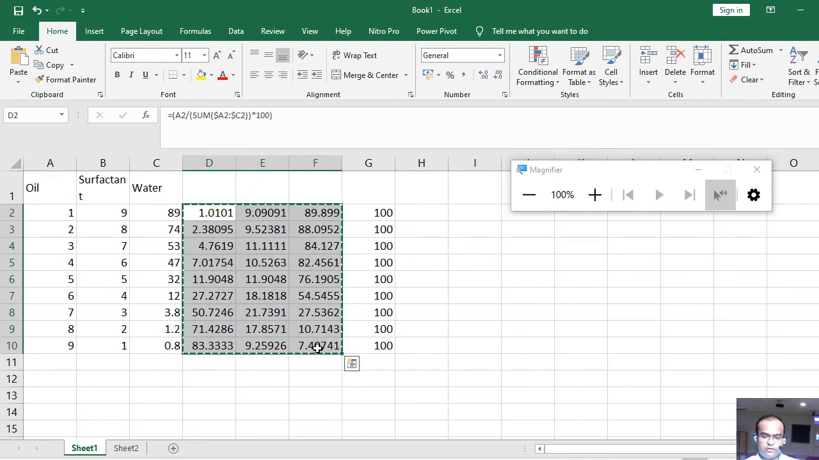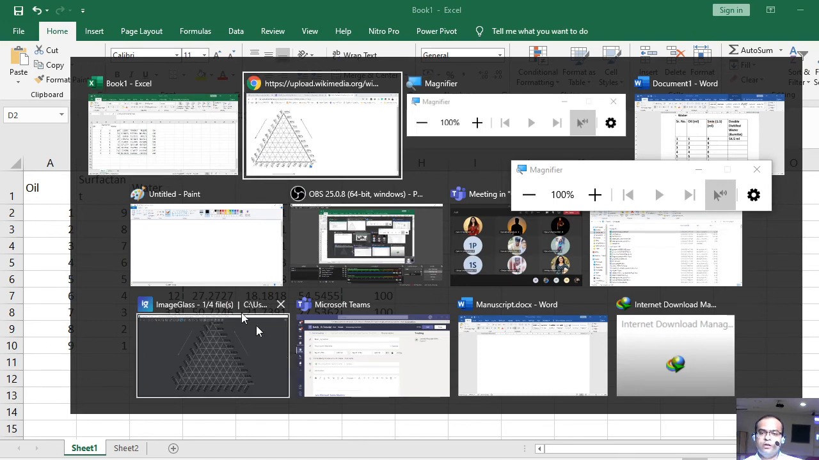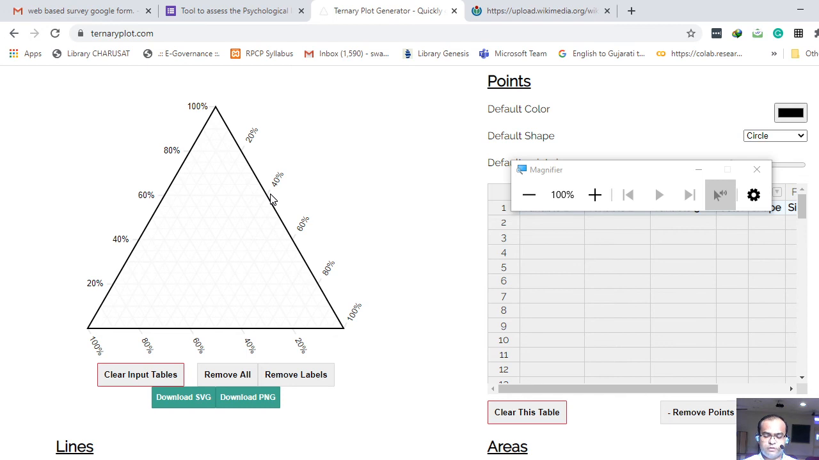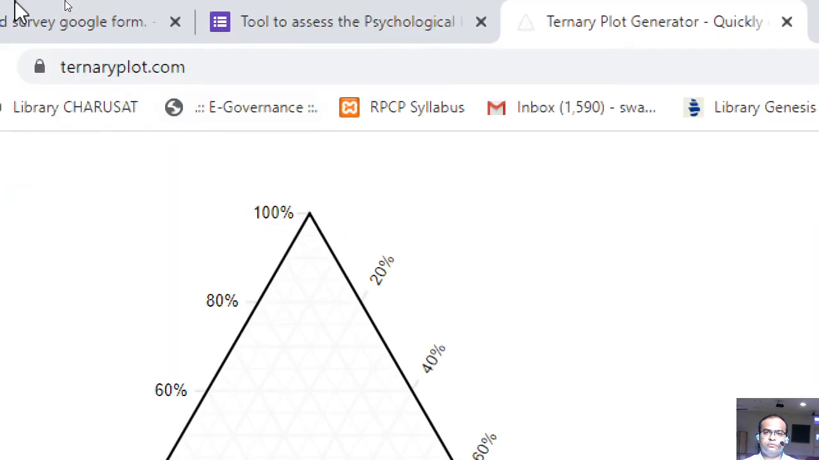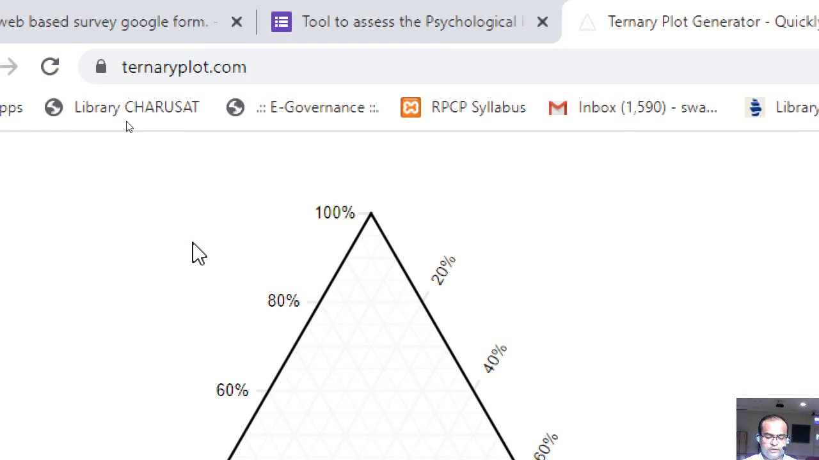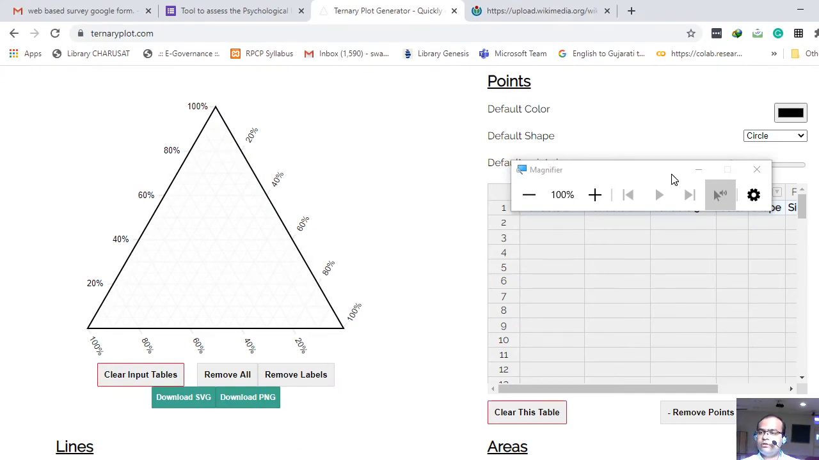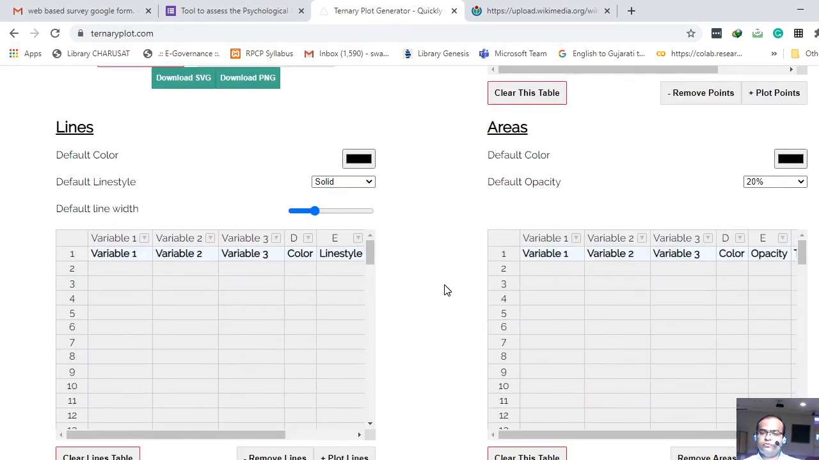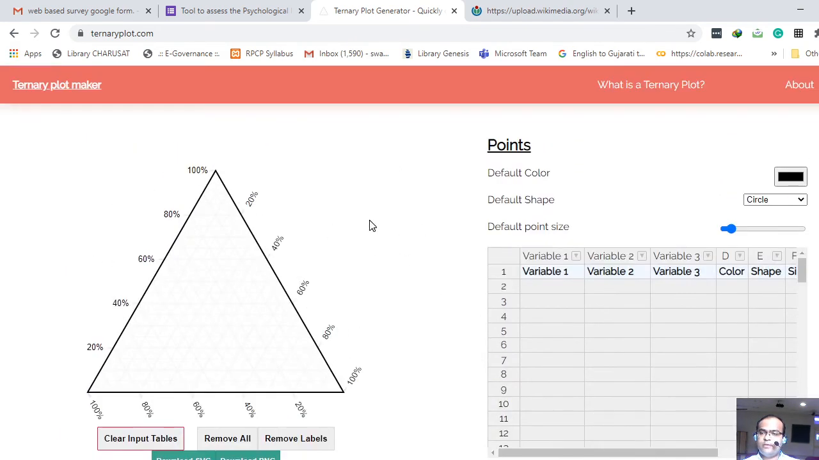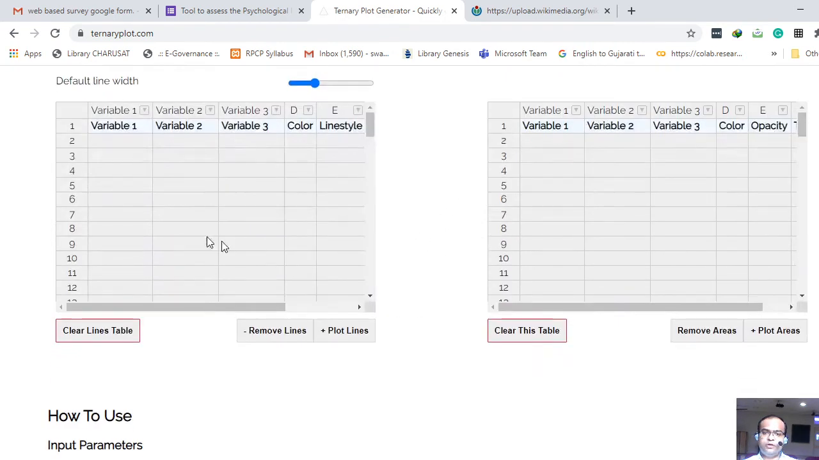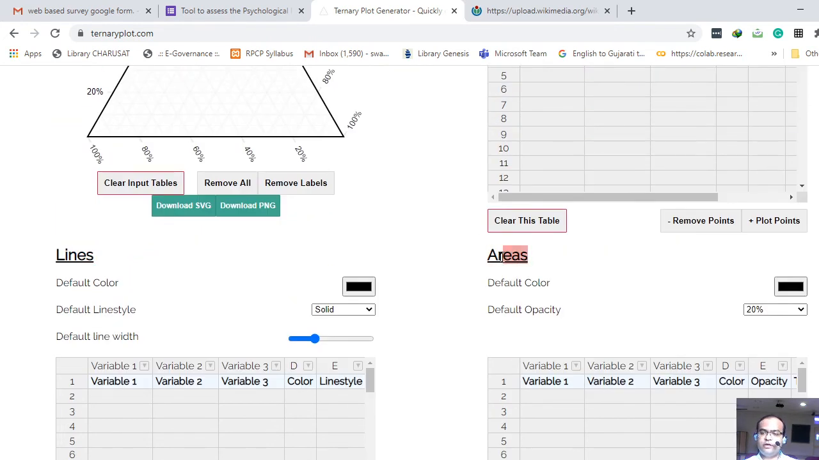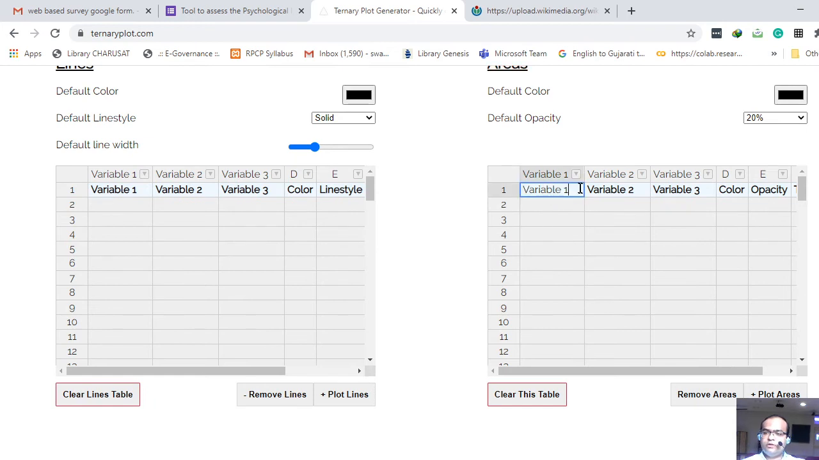Now what I can do is use one tool which is available online, called ternaryplot.com. You may simply search for ternary plot. It is a freely available tool on which you can plot your ternary phase diagram, and this tool allows you to prepare your ternary phase diagram in 3 different ways. You may just place your points, you may place your lines, or you may find the area. We are interested in area, so we'll change the variables here.